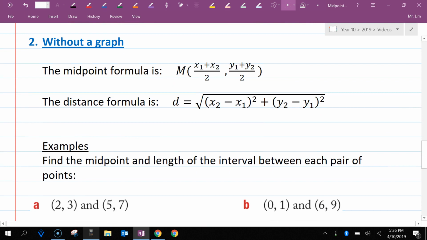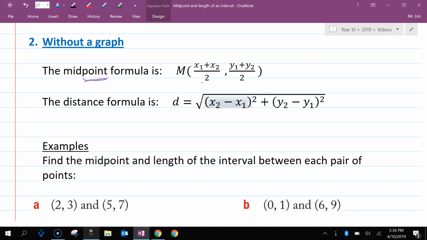Now let's have a look at how to find the midpoint and distance of a line interval without a graph. Whenever we don't have a graph, it's best to use these two formulas. So the midpoint formula is x1 plus x2 over 2, y1 plus y2 over 2. Because it's a midpoint, we need the x coordinate and we need the y coordinate. The midpoint, as you know, mid means middle. We're just going to find halfway between the x coordinates and halfway between the y coordinates. That's why we add them together and divide by 2. We're just finding the average of those 2 points.